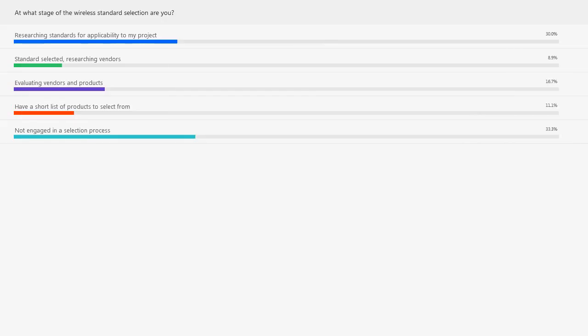33%, a third exactly, are not engaged in the selection process at the moment. But the second highest answer was number 1, researching standards for applicability to your project. Somewhat behind that at 16-17% is evaluating vendors, and very similar figures for having selected a standard and for those who have a short list of products. Florian, is that in line with your expectations?